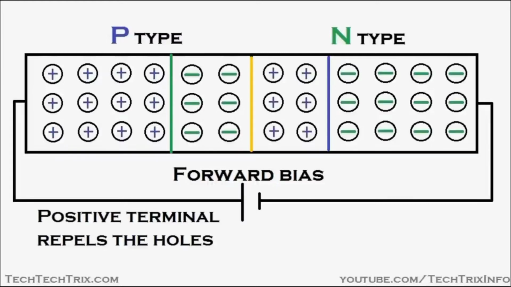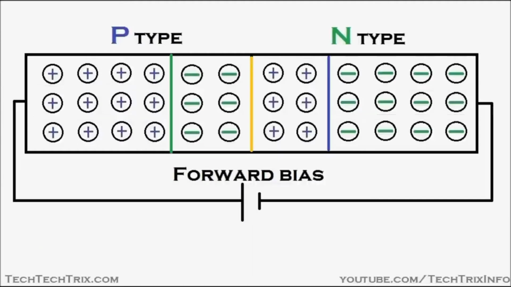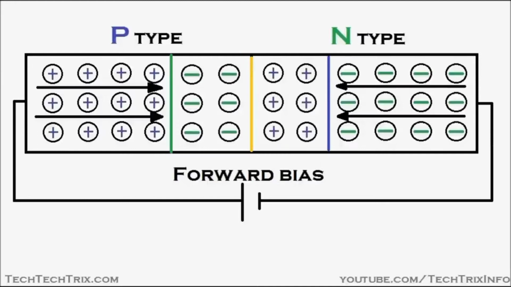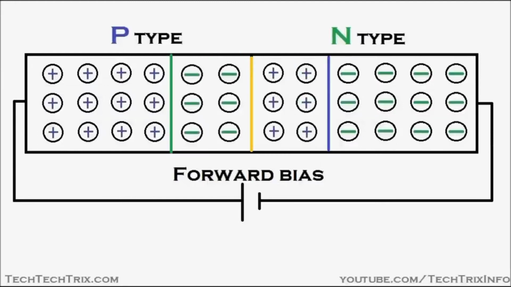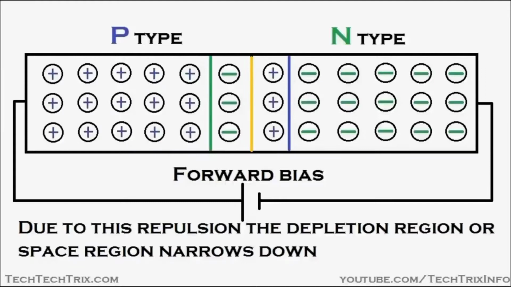And you can see the positive terminal repels the holes in the P region, and the negative terminal repels the electrons towards the junction in the N region. So a pressure is acting towards the junction, and this results in the junction shrinking. You can see the junction is shrinking there. Due to this repulsion, the depletion region or the space charge region narrows down, as you can see in the animation.